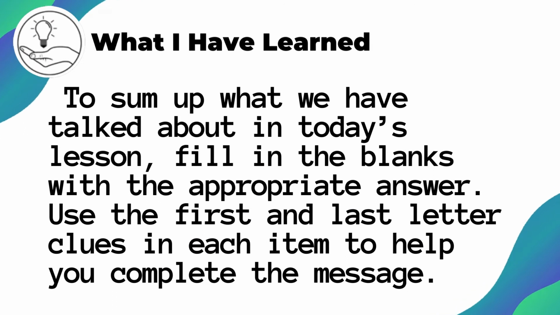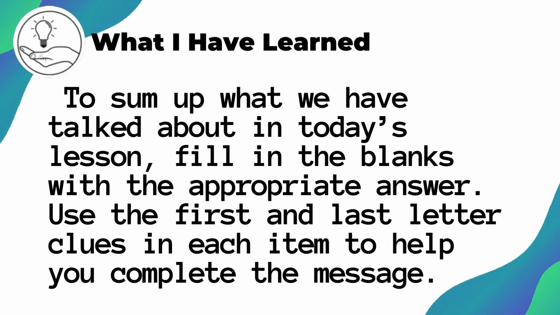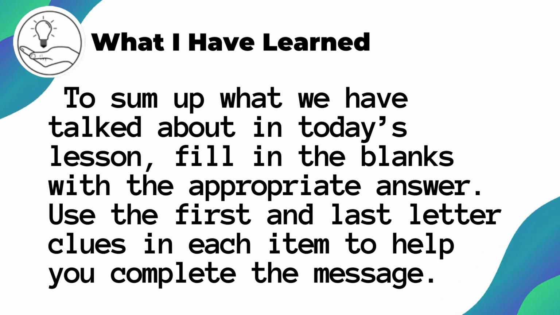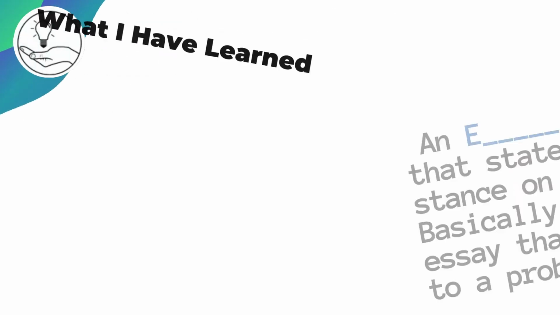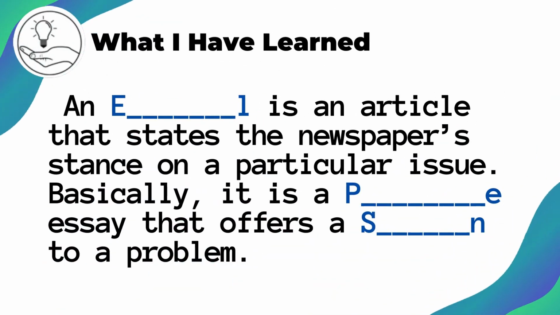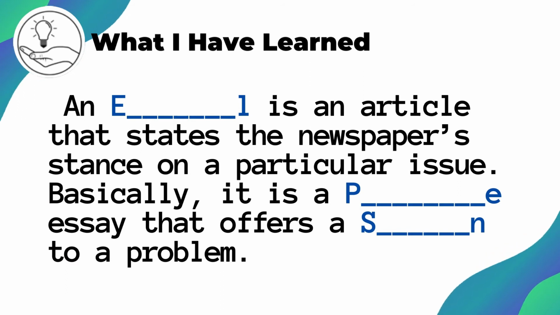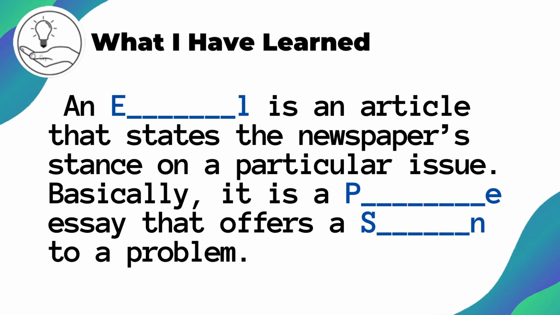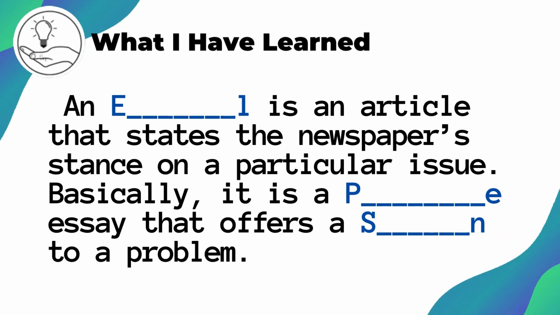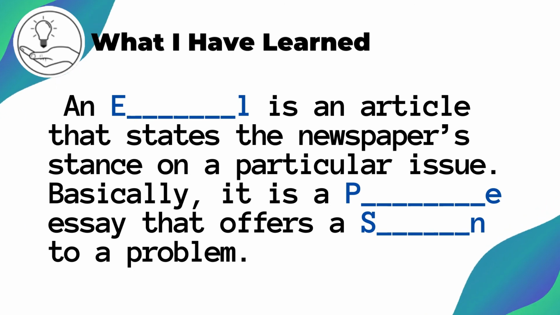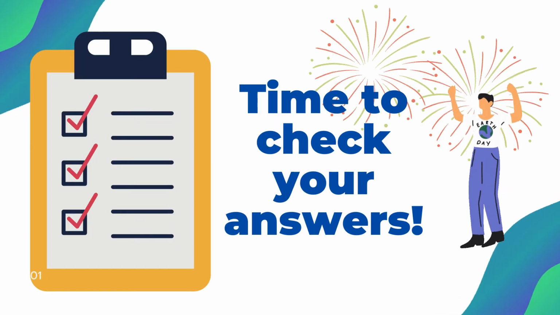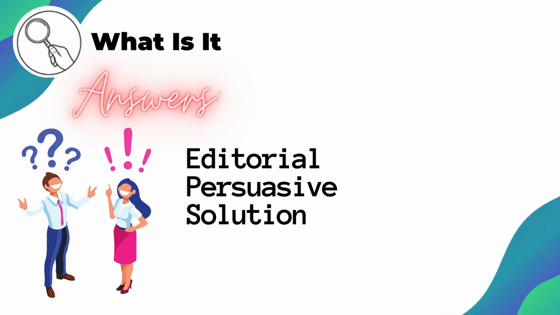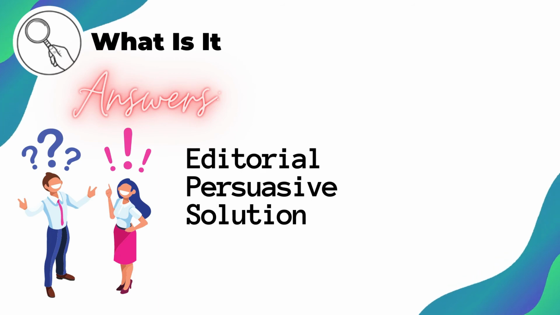To sum up what we have talked about in today's lesson, fill in the blanks with the appropriate answer. Use the first and last letter clues in each item to help you complete the message. An E blank L is an article that states the newspaper stands on a particular issue. Basically, it is a P blank E essay that offers a S blank N solution to a problem. Time to check your answers. The answers are editorial, persuasive, and solution.